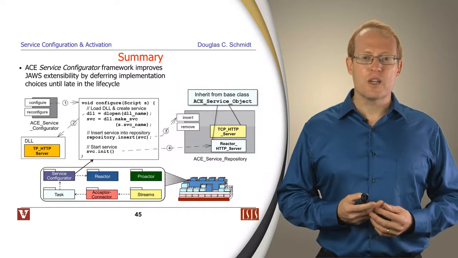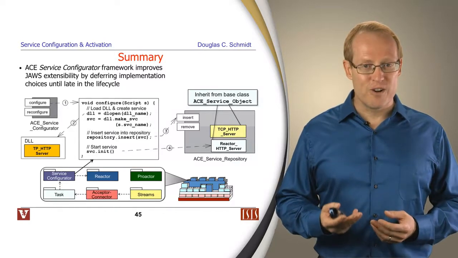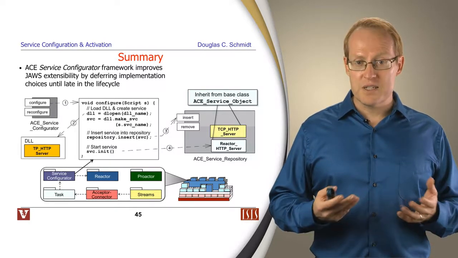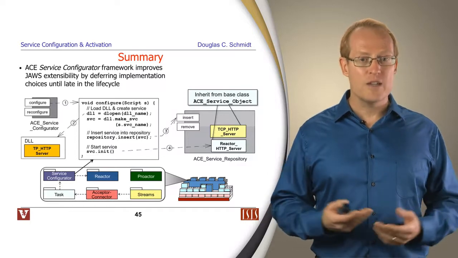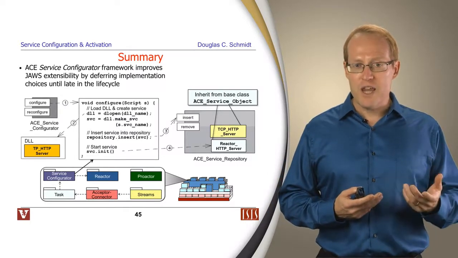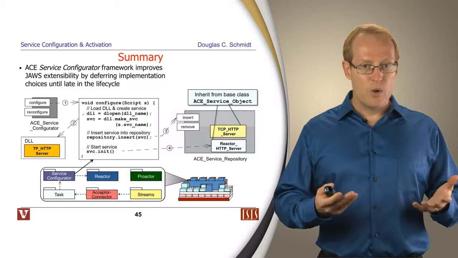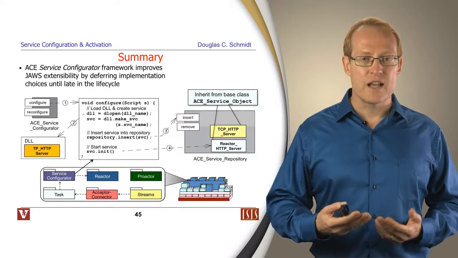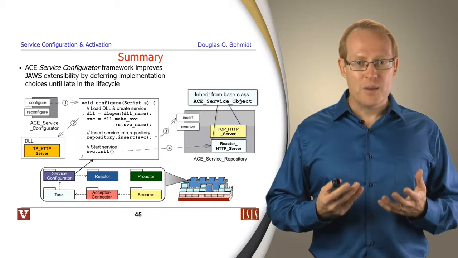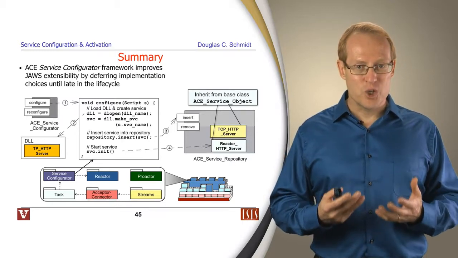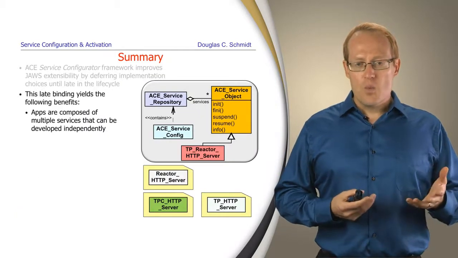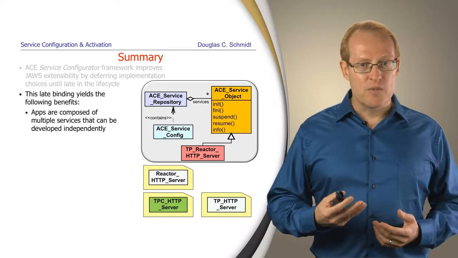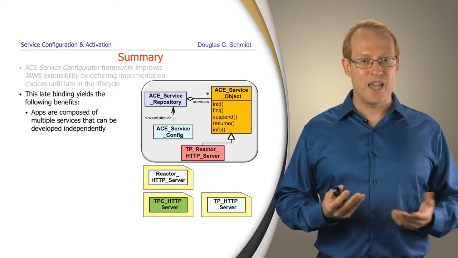So to summarize this particular section, the ACE Service Configurator framework improves the extensibility of servers like JAWS by deferring the implementations of some of their components and objects or services until late in the design cycle, when they have enough information to make an informed design choice. These late binding capabilities provide a number of benefits to application developers.